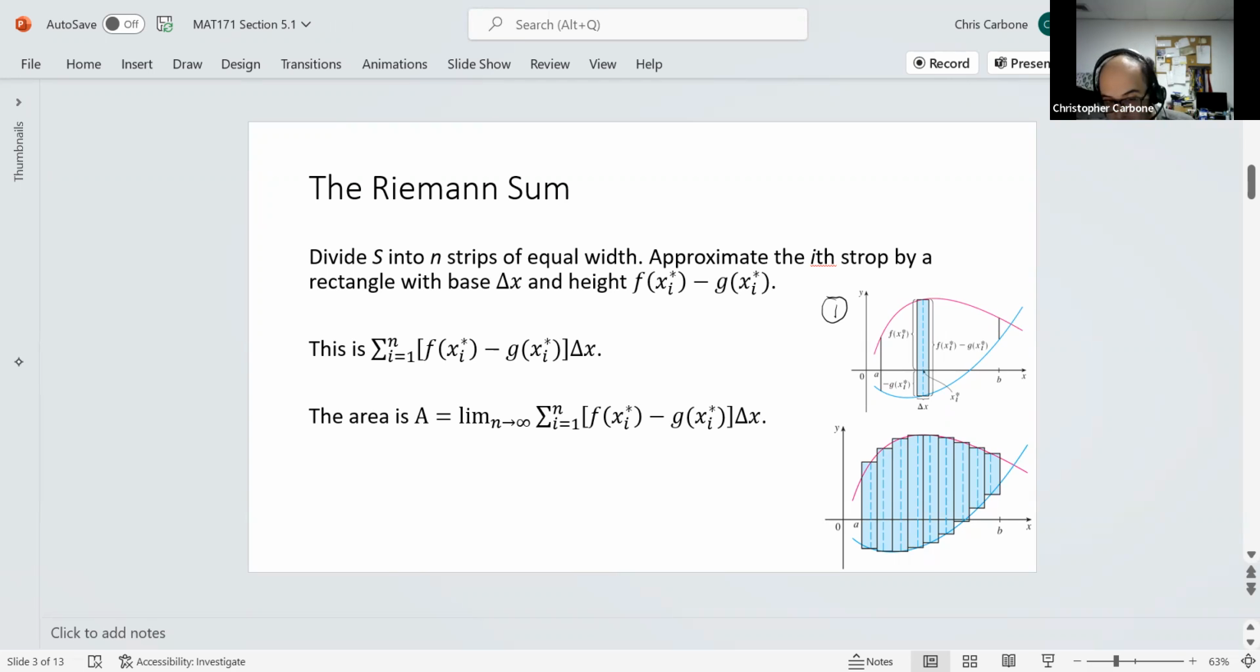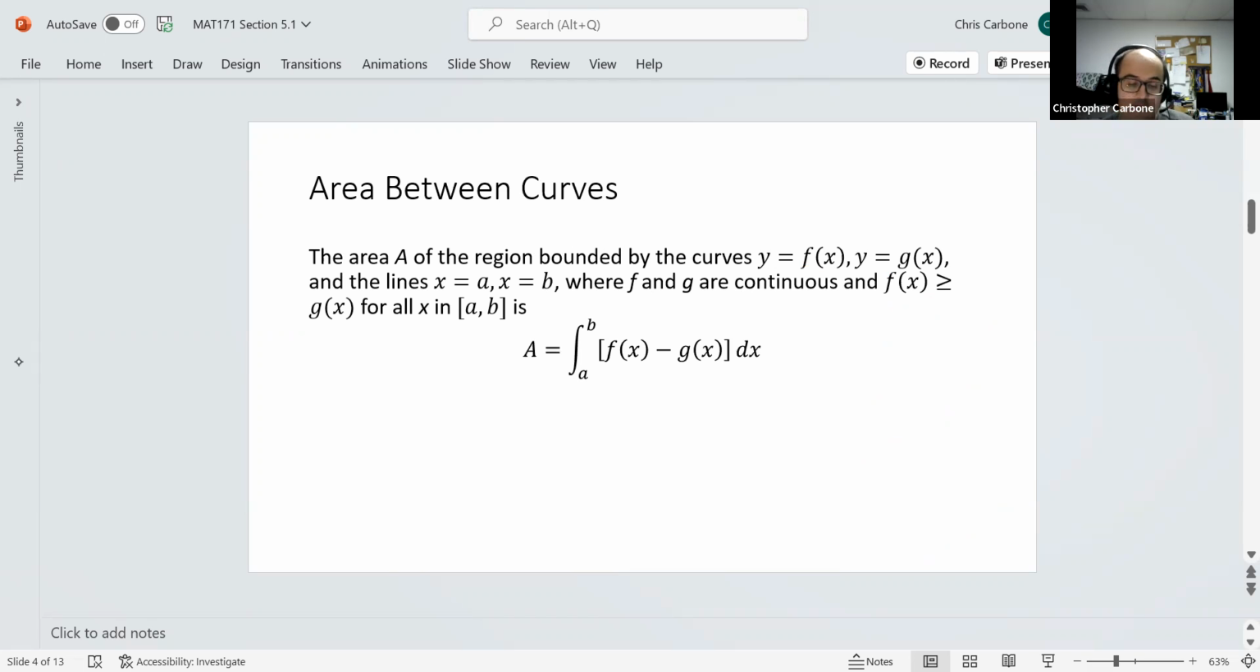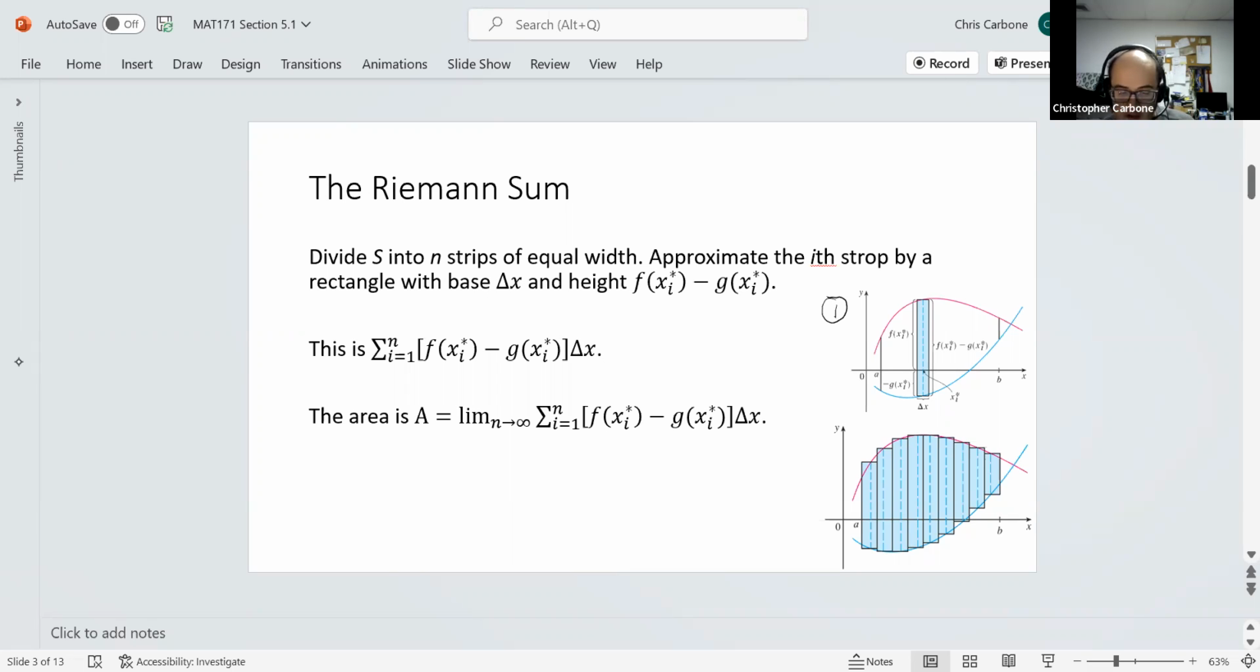This is the sum from i equal to 1 to n of f of x sub i star minus g of x sub i star times delta x. The area A is equal to the limit as n approaches infinity, getting an increasing number of strips, of the sum from i equal to 1 to n of f of x sub i star minus g of x sub i star delta x. And the picture on the bottom, I should make note, shows these different rectangles. We can imagine them getting smaller and smaller as the number of rectangles increases.